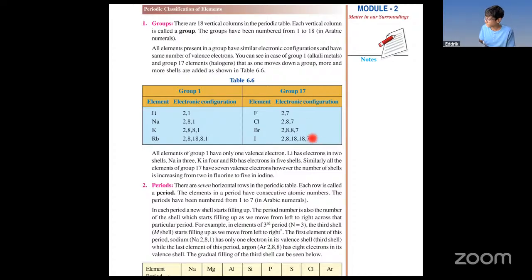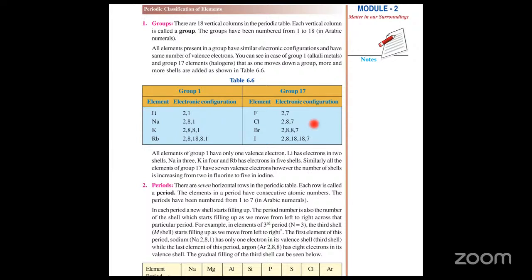That is, as one moves down, more and more shells are added, as shown in table 6.6. So you can check that in group 1, the outermost shell has 1 electron. In group 17, the outermost shell has 7 electrons.